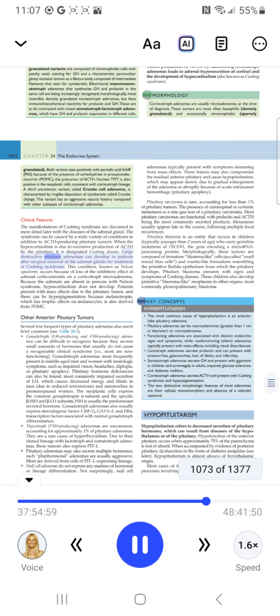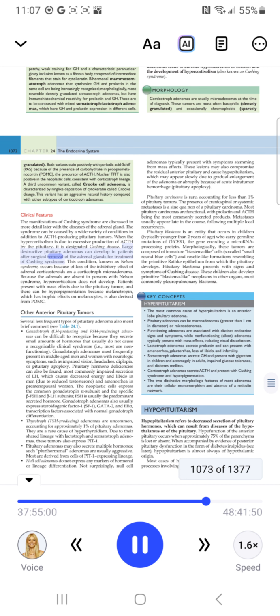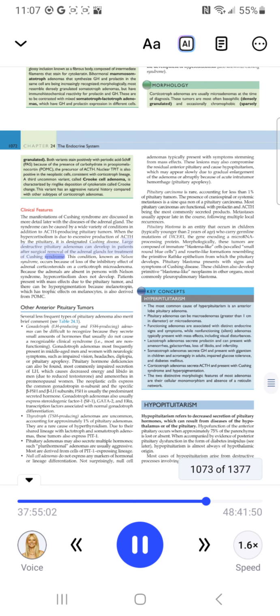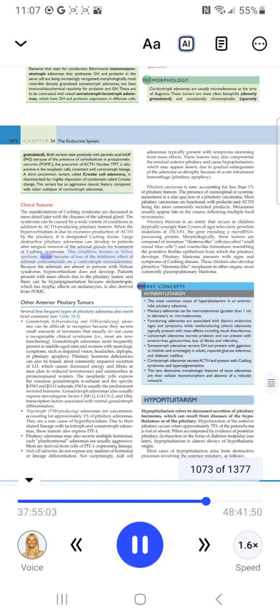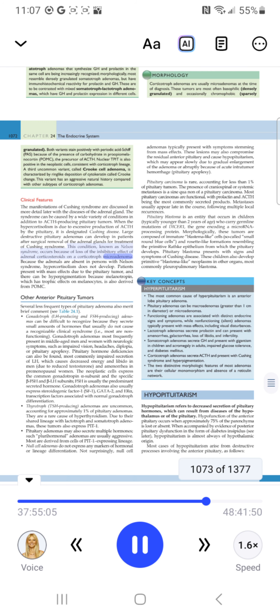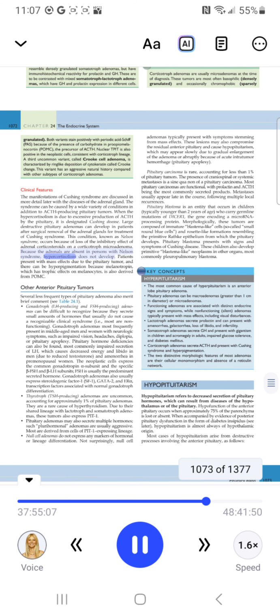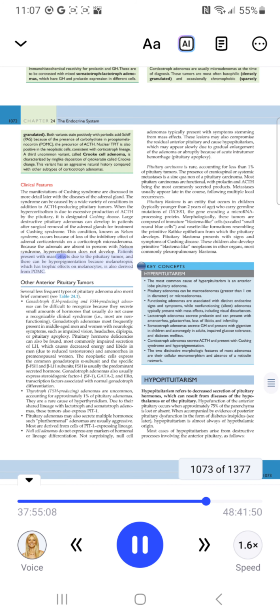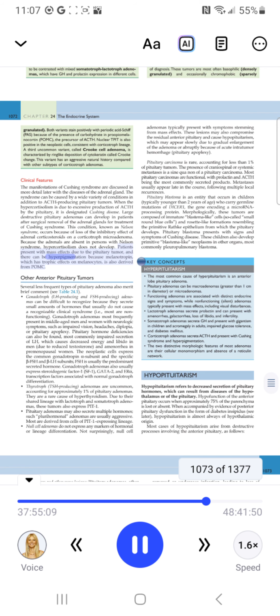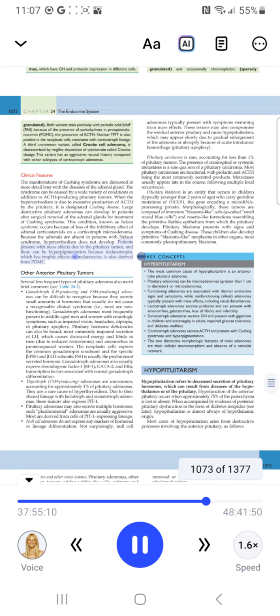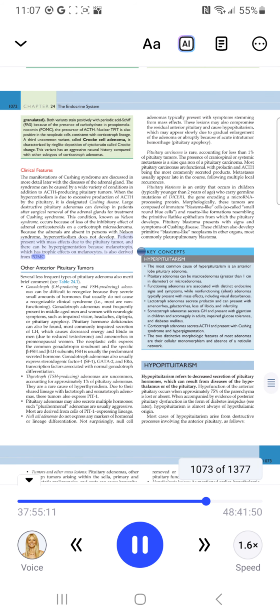Large destructive pituitary adenomas can develop in patients after surgical removal of the adrenal glands for treatment of Cushing syndrome. This condition, known as Nelson syndrome, occurs because of loss of the inhibitory effect of adrenal corticosteroids on a corticotroph microadenoma. Because the adrenals are absent in persons with Nelson syndrome, hypercortisolism does not develop. Patients present with mass effects due to the pituitary tumor, and there can be hyperpigmentation because melanotropin, which has trophic effects on melanocytes, is also derived from POMC.